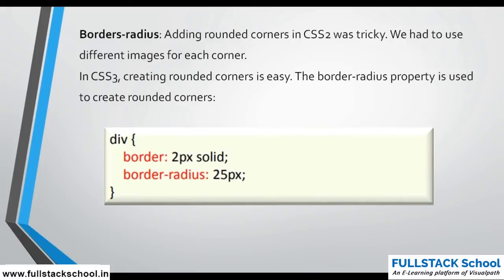For border 2 pixel solid, then border-radius 25 pixels. This 25 pixels is for all the corners. Imagine a box with 4 points for the 4 corners, which makes a 25 pixel radius. If you want to give the 4 rounded corners different radii, give different values like 25, 20, 25, 25, as per the 4 corners. Then close it.